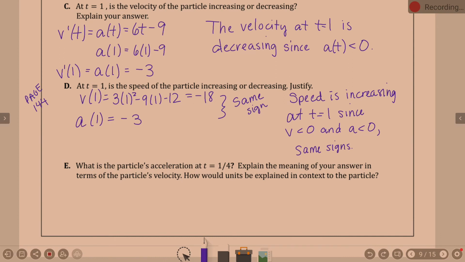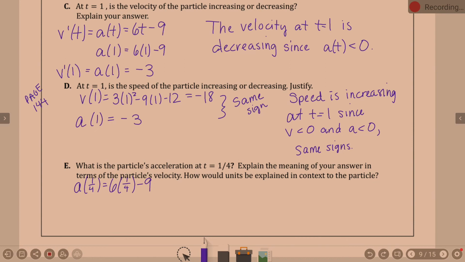What is the particle's acceleration at t equals 1/4? Explain the meaning of your answer in terms of the particle's velocity, and how would units be explained in context of the particle? So, okay, easy part, acceleration at 1/4. So we're finding a of 1/4, what was my a formula? 6 times 1/4 minus 9.